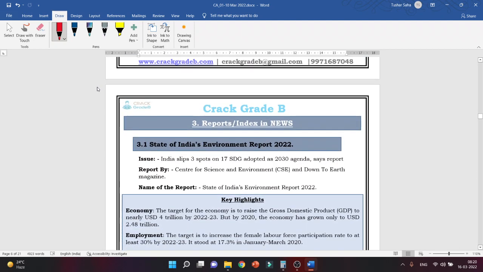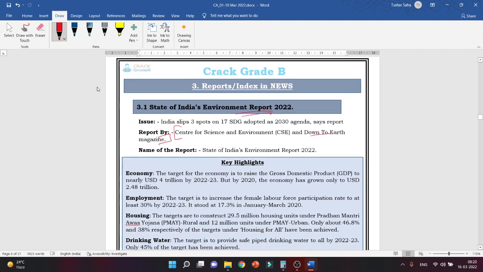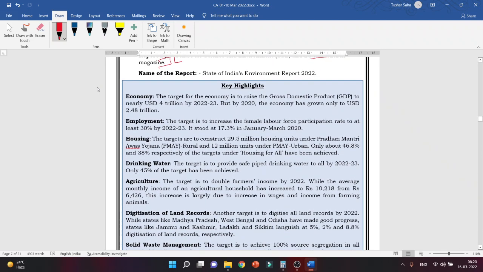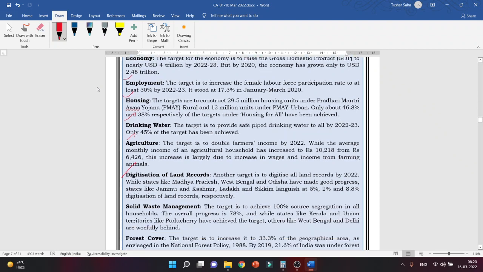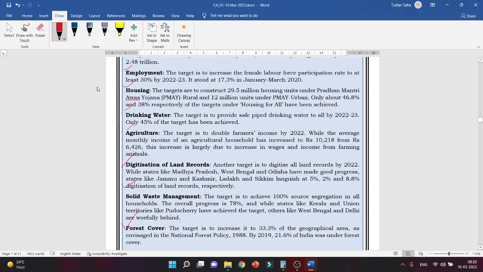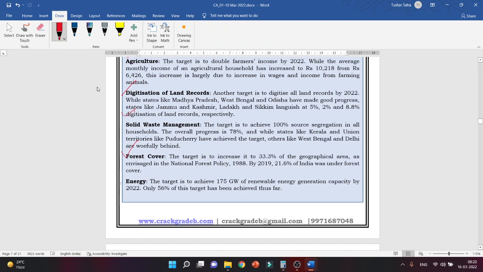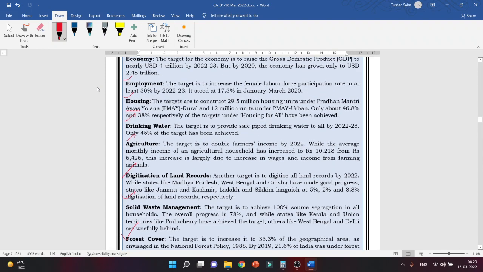Okay, so now let's move to the next news. State of the Environment Report 2022. This is a very important report by the Centre for Science and Environment and Down to Earth magazine. Down to Earth is a magazine, and in collaboration with the Centre for Science and Environment, they have come out with this report. The commentary covers employment, economy, housing, drinking water, agriculture, digitalization of land records, solid waste management, forest cover, and energy. Right? So you can go through all this.